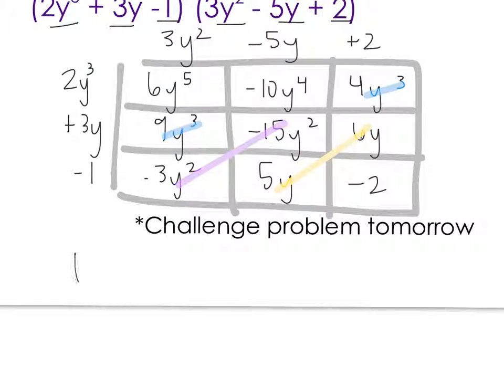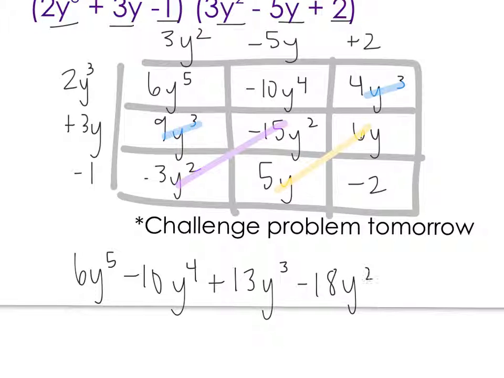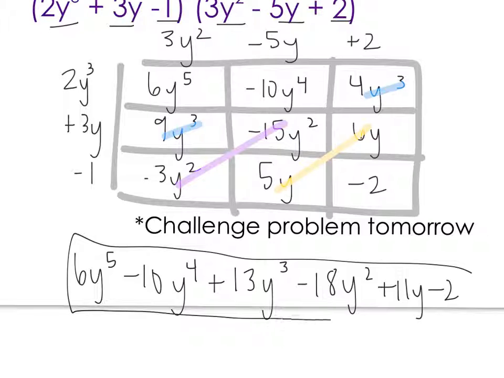So I have a 6y to the 5th, and then minus 10y to the 4th. 9y cubed and 4y cubed give me 13y cubed. Negative 3y squared and negative 15y squared give me negative 18y squared. And then plus 11y. And a minus 2. And that would be my final answer here for this 3 by 3 or trinomial times trinomial problem using the box method.